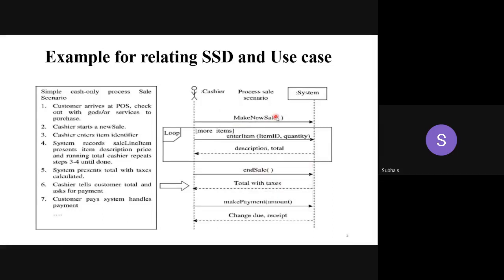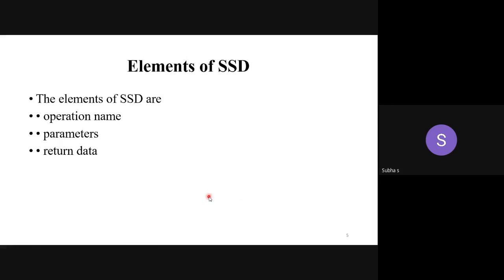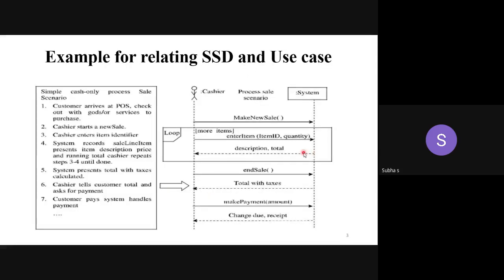This is the operation name. Make new sale is the operation name. Then this item ID, comma, quantity, or what? These are the parameters or the arguments that are passed. What is the return data here? If there is a reply message, this description, comma, total is the return data.